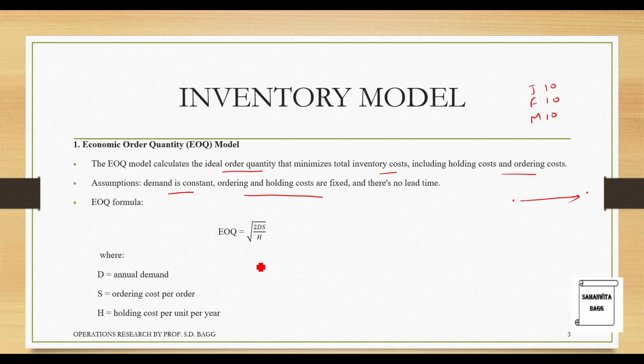So the formula over here is EOQ equals root of 2DS upon H, where D stands for the annual demand, S stands for ordering cost per order, and H stands for holding cost per unit per year. So per unit of the product per year, how much charge is required is your holding cost, then you have ordering cost and the annual demand. So when you substitute these values, you will get the economic order quantity value, the EOQ value.